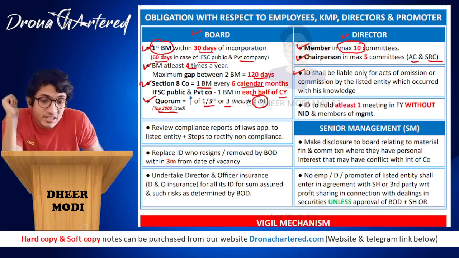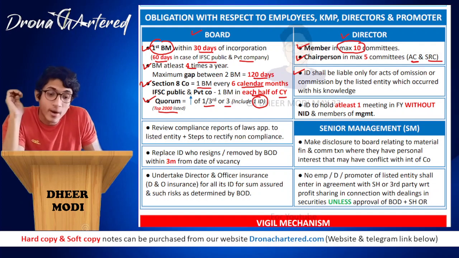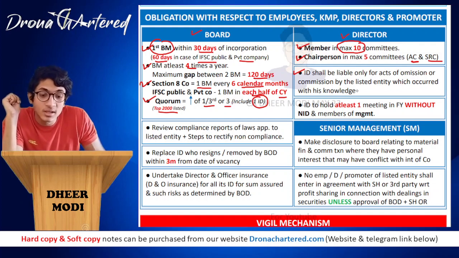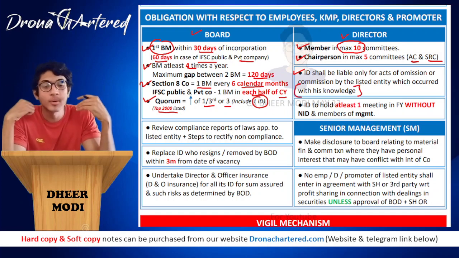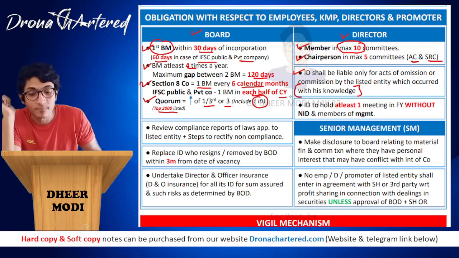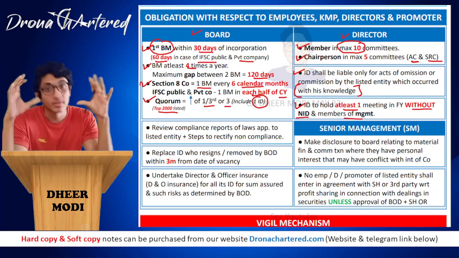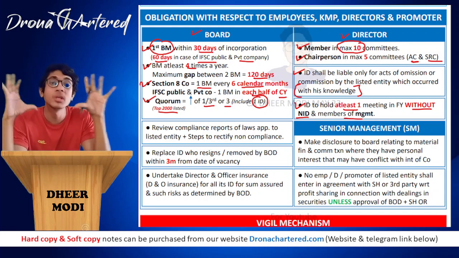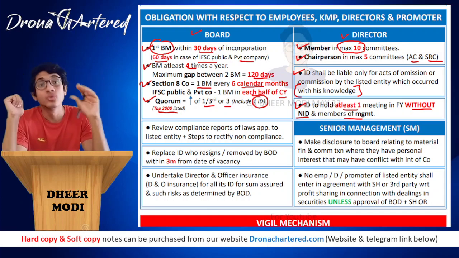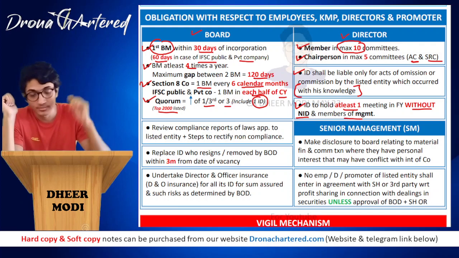Next is your ID shall be liable, that is your independent director shall be liable only for acts of omission or commission by the listed entity which occurred with his knowledge. So your independent director will be liable only if he knew about these acts and he didn't do anything. Independent directors to hold at least one meeting in a financial year without non-independent directors and members of management. That means one meeting shall be held only and only by the independent directors. There shall be no non-independent directors.